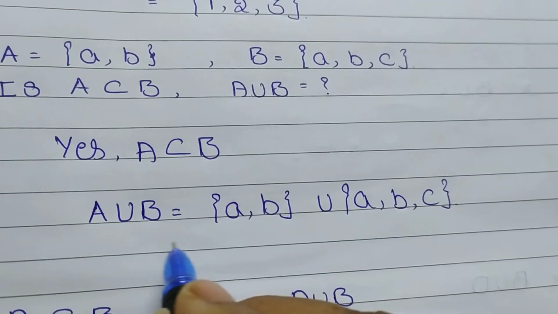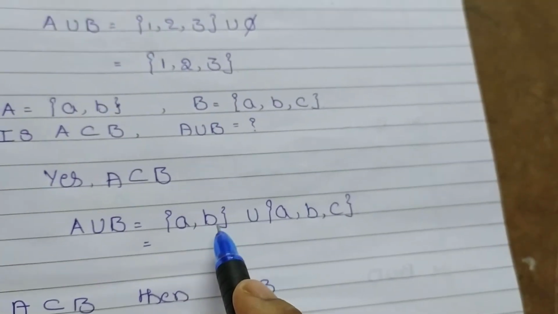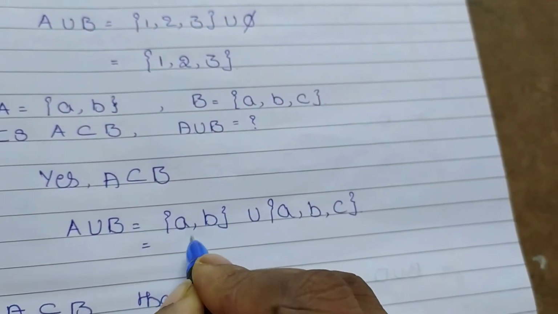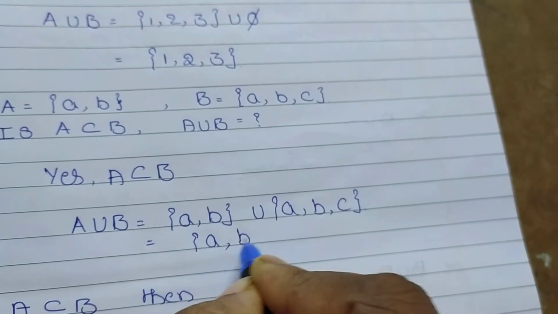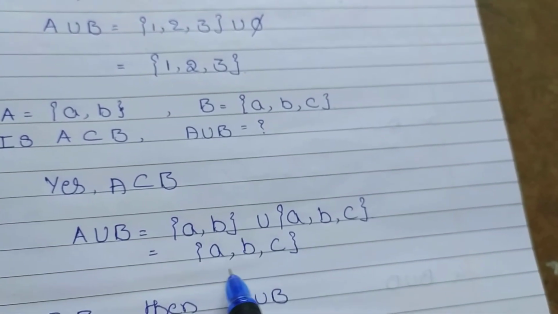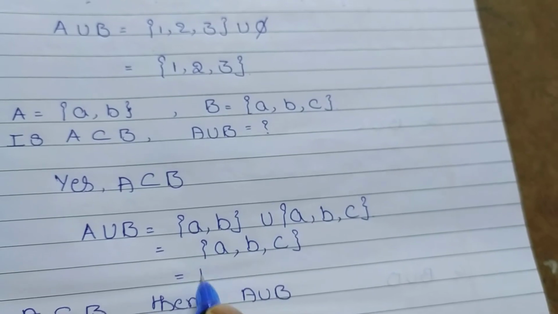A union B equals {A, B} union {A, B, C}. I am just substituting in the given sets. Now the union between these two sets will be {A, B, C}. So this is nothing but B.